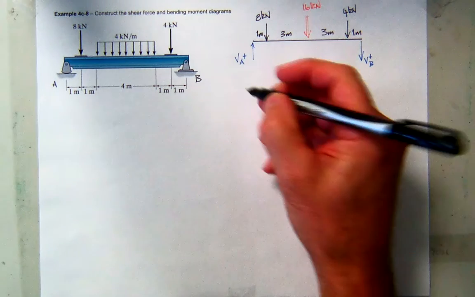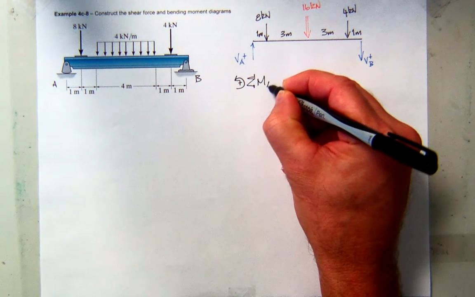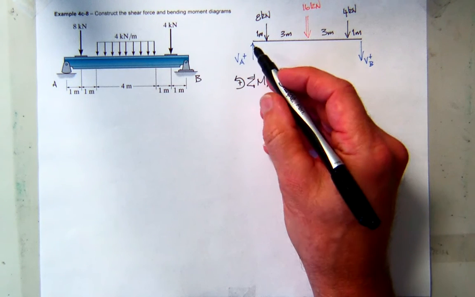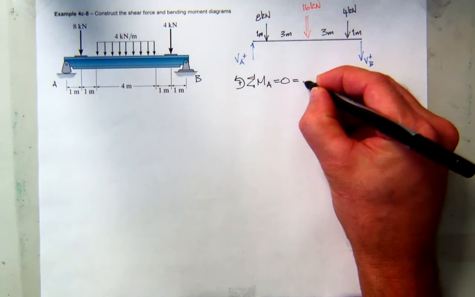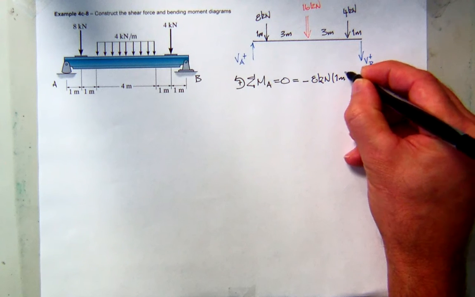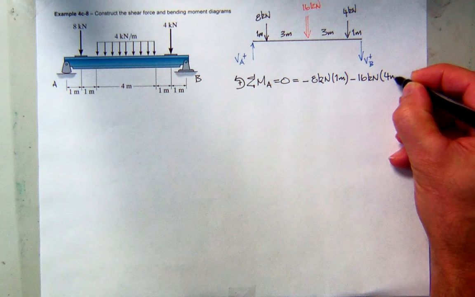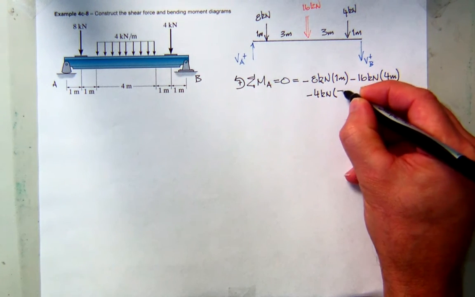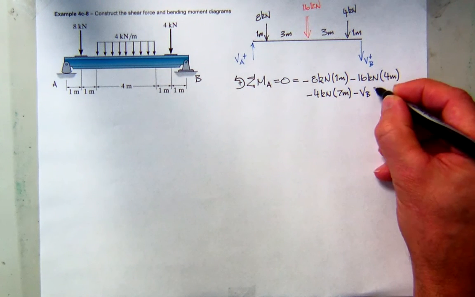So let's sum moments. Again, either side would work. I'll just start with A. So I'll sum moments about A and make sure the beam is in equilibrium. I'm going to use right-hand rule. So about A, all my forces are going to create what kind of moment? Negative. So the first one will be 8 kilonewtons times 1 meter. Then 16 kilonewtons times 4 meters. Then 4 kilonewtons times 7. And then the shear force at B times 8.